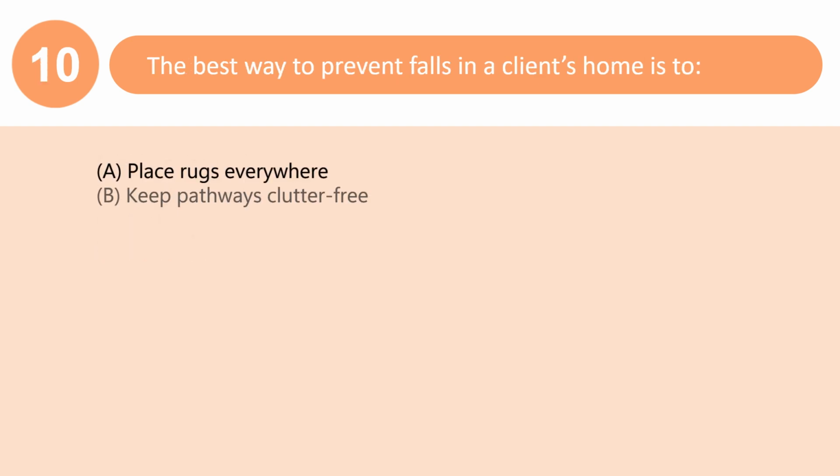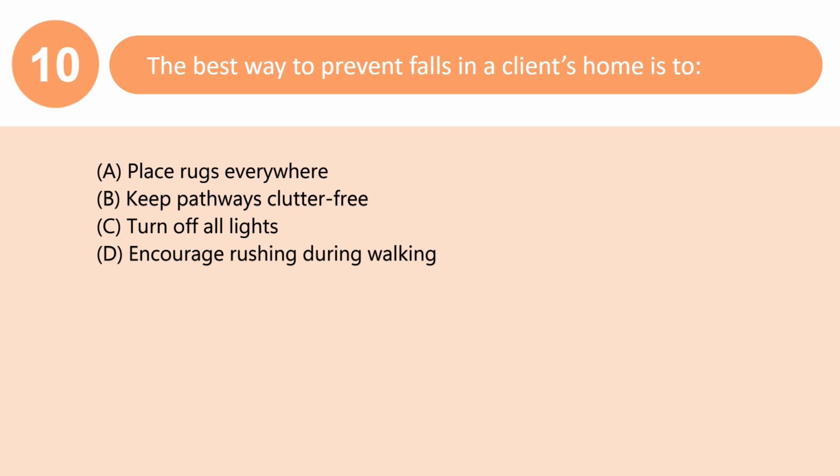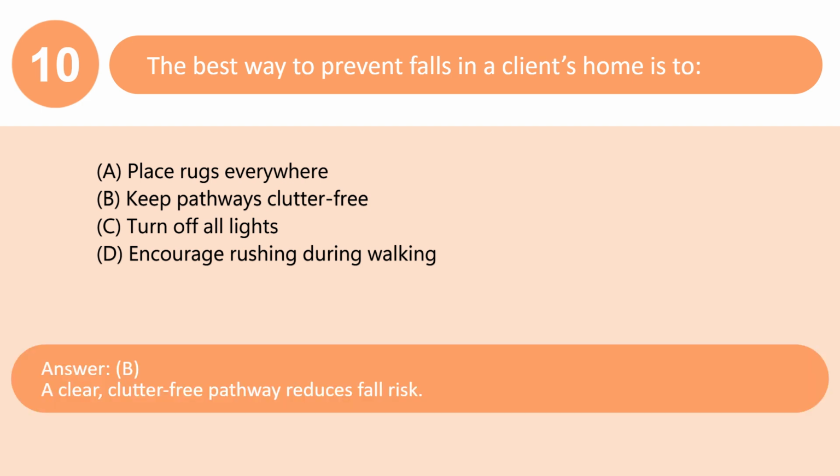The best way to prevent falls in a client's home is to: A. Place rugs everywhere. B. Keep pathways clutter-free. C. Turn off all lights. D. Encourage rushing during walking. Answer, B. A clear, clutter-free pathway reduces fall risk.